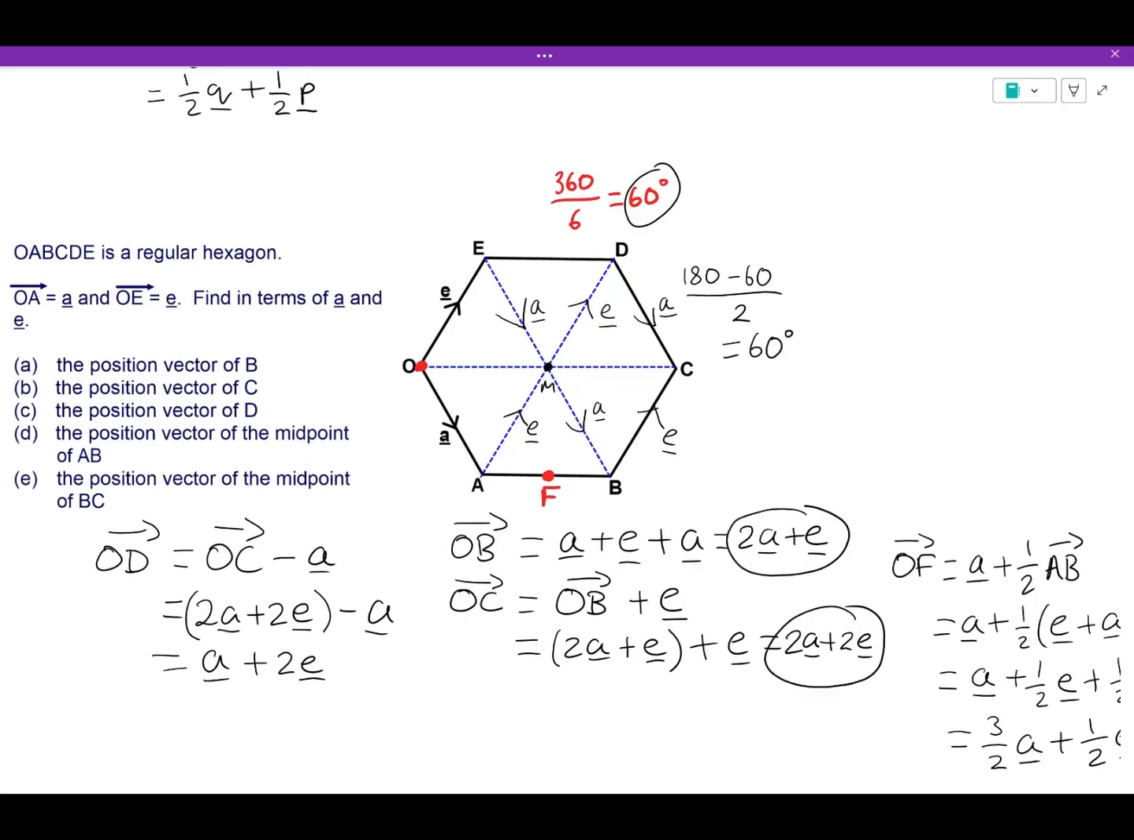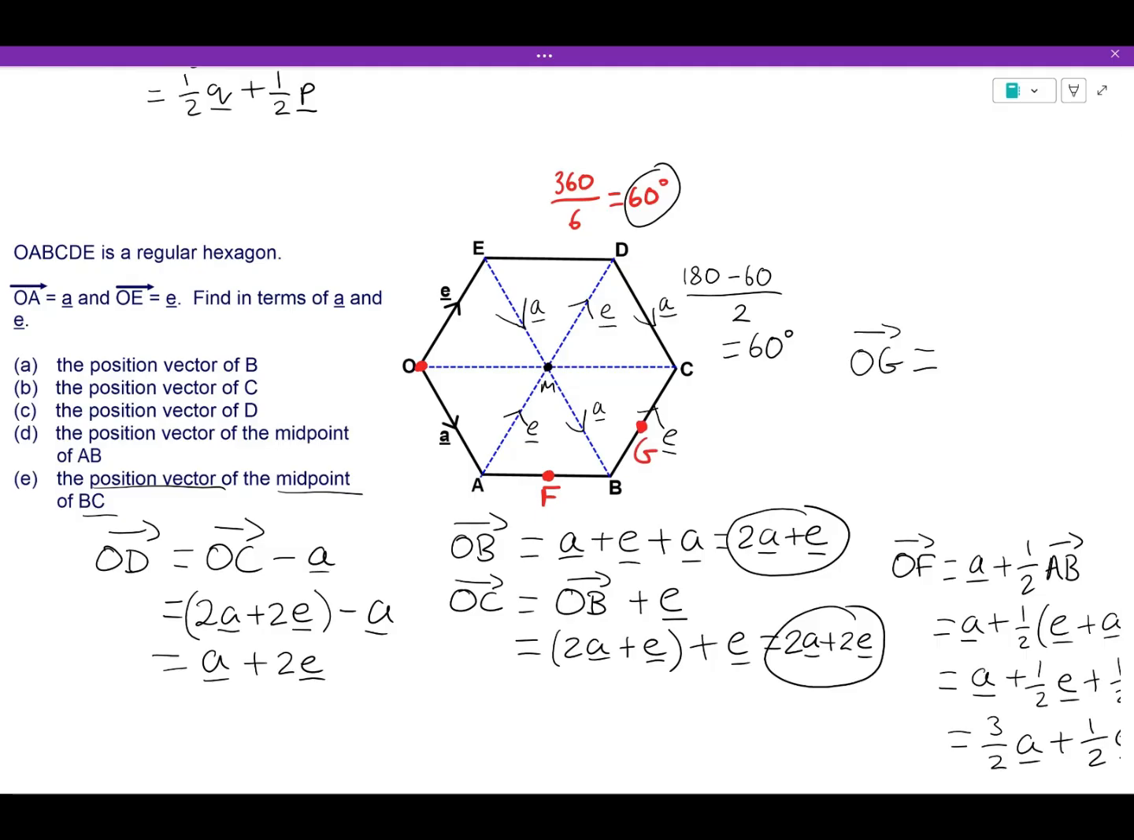Let's now have a look at our final part. So we need the position vector of the midpoint of BC. So is the midpoint of BC indicated on my diagram? No, it's not. So I'm just going to put a dot here, and let's use the letter G. So this part of the question is asking me to find the position vector of O to G like this.